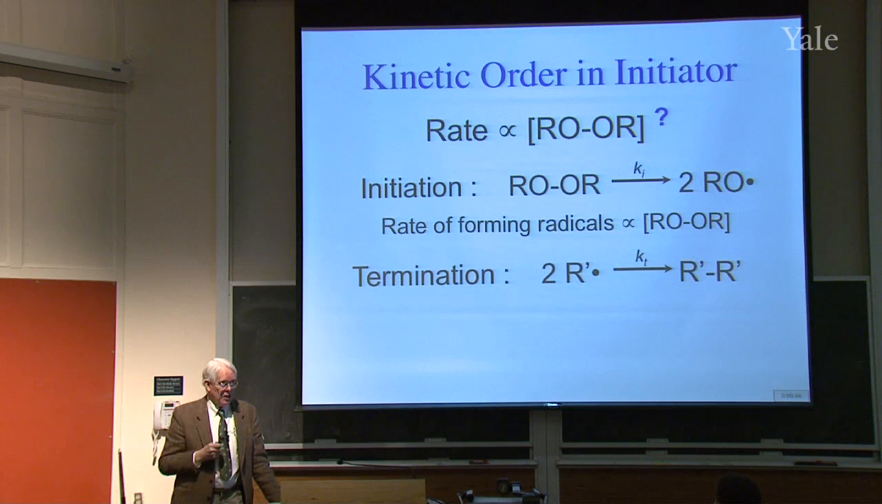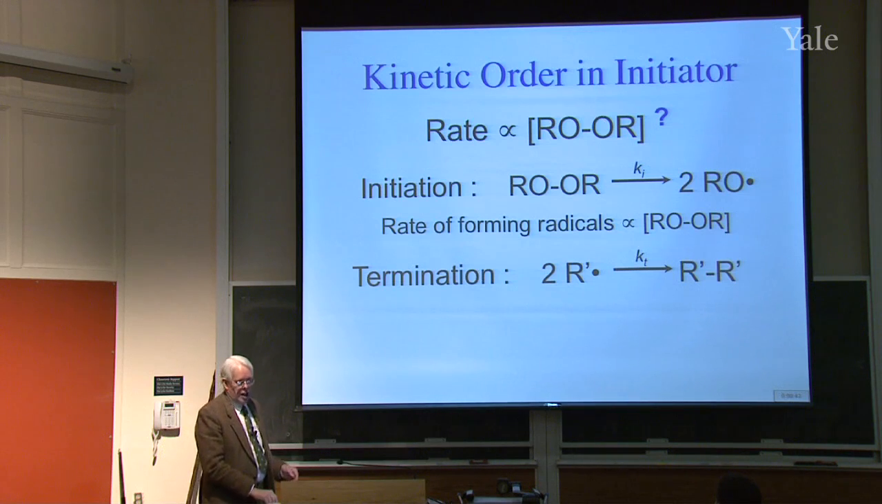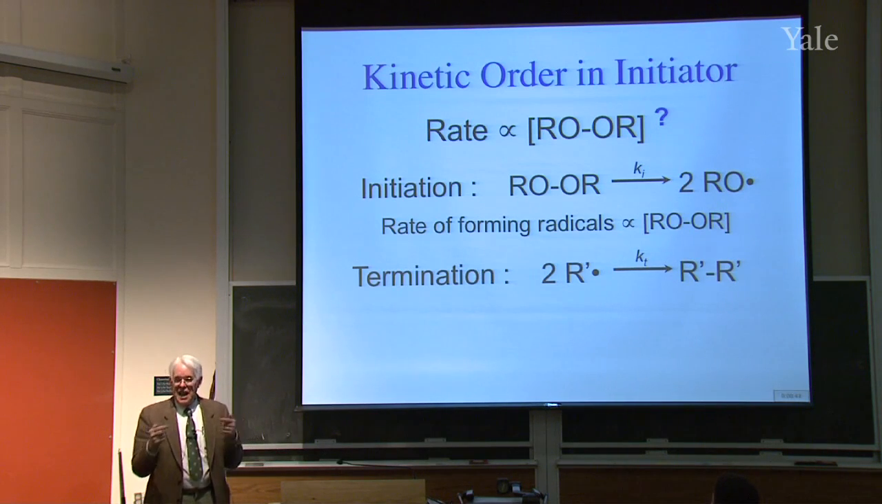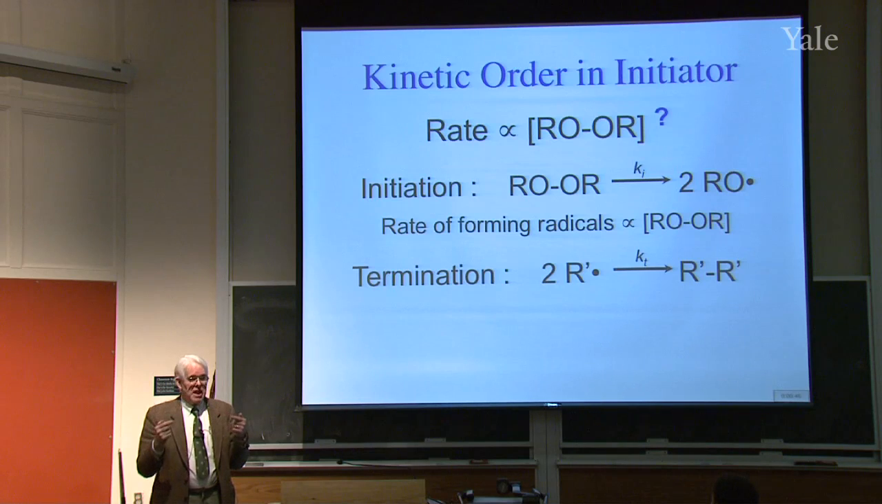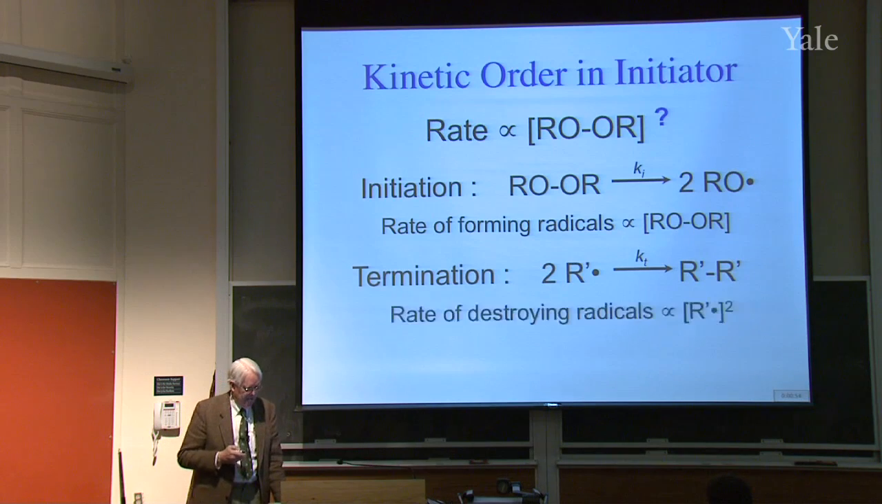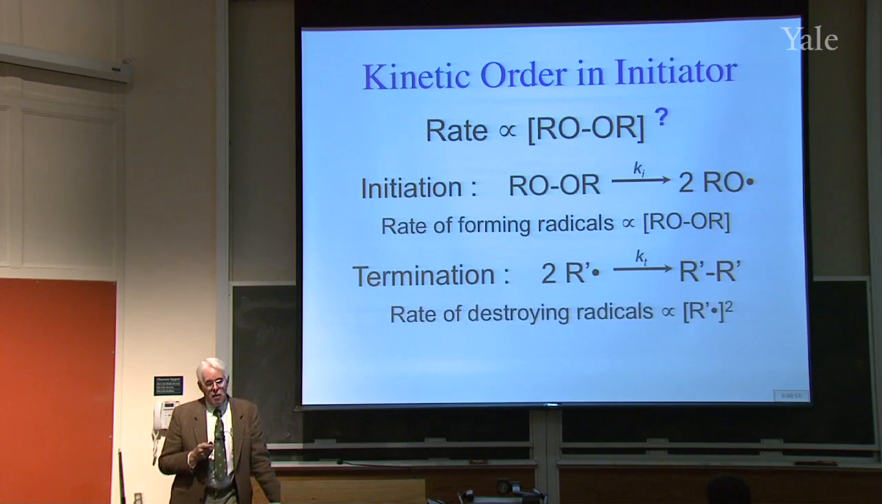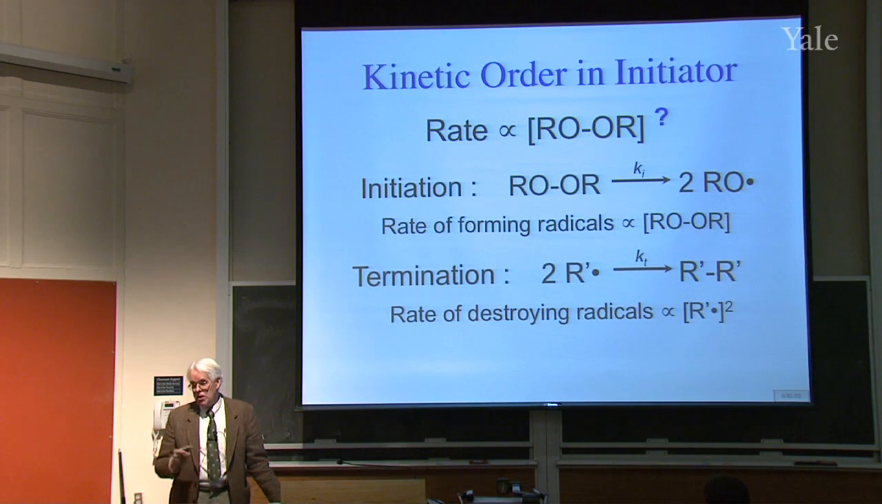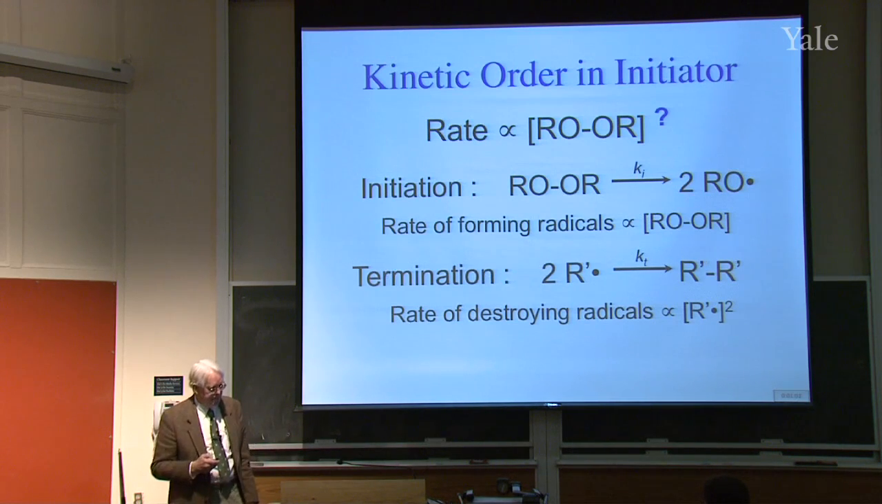Termination is two radicals coming together. It could be any radicals. It could be the X dots coming together, it could be R dots coming together, or it could be an R dot coming together with an X dot. All of those reactions are a radical plus a radical that will terminate. And the rate of destroying radicals is, of course, second order in how many radicals there are, right? Because two of them have to come together.